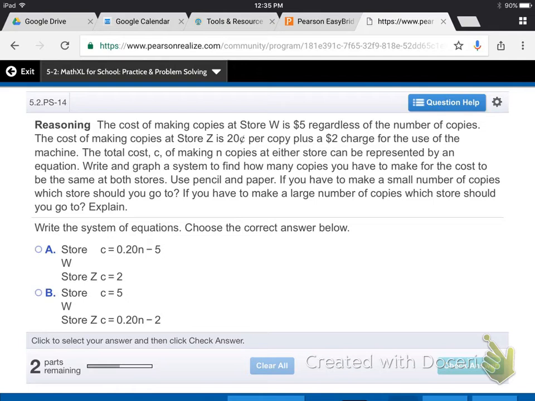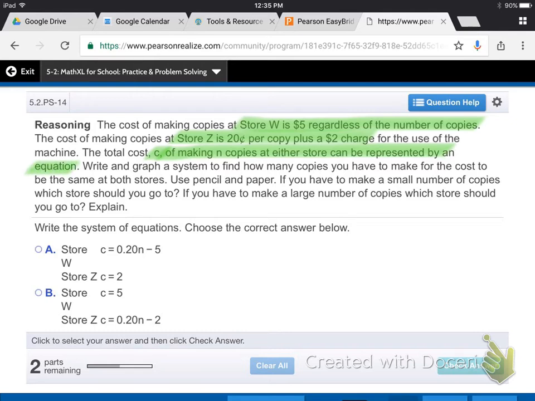It says the cost of making copies at store W is $5, regardless how many copies you make, which seems like a ridiculous deal. Because if you only need one copy, you just paid $5. But if you need 1,000 copies, that sounds pretty good. Then it says the cost of making copies at store Z is 20 cents per copy plus a $2 charge. And the total cost C of making any number of copies at either store can be represented by an equation.